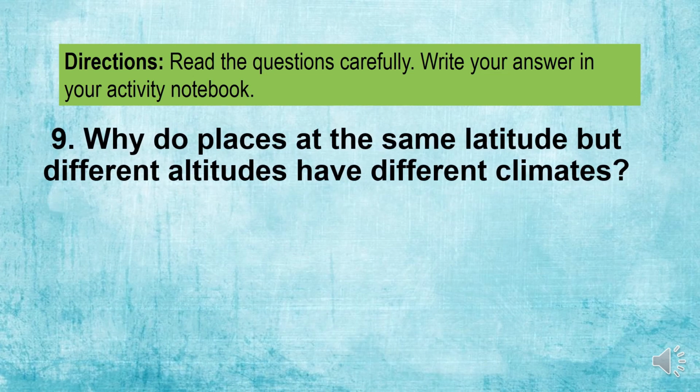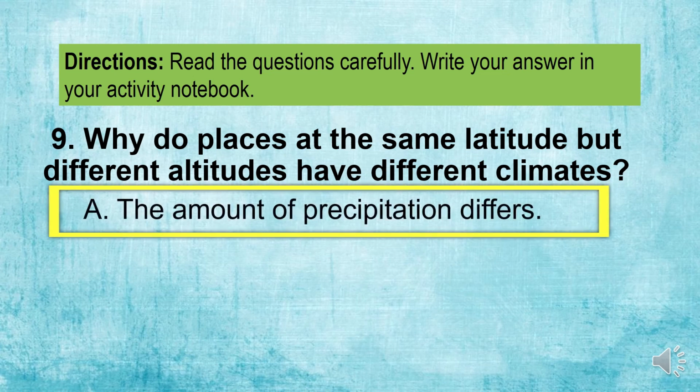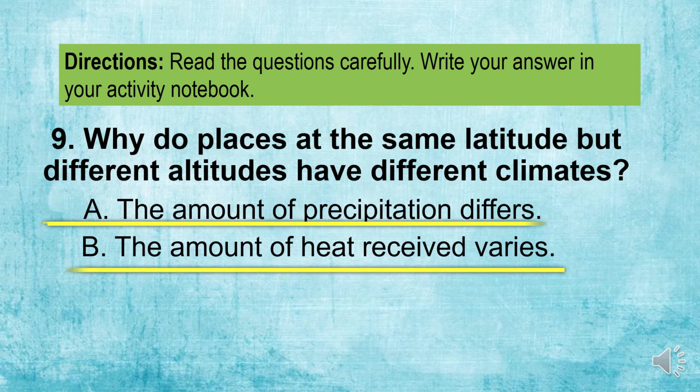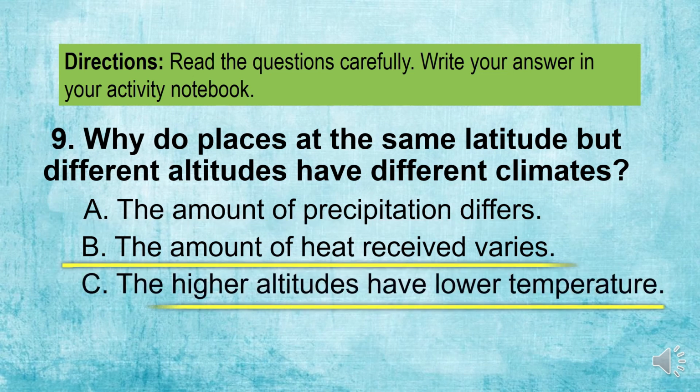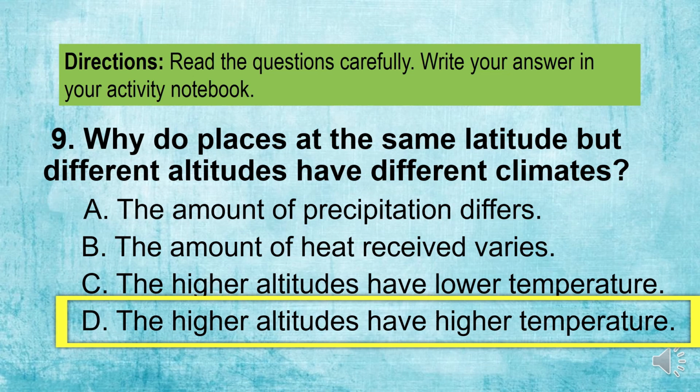9. Why do places at the same latitude but different altitudes have different climates? A. The amount of precipitation differs. B. The amount of heat received varies. C. The higher altitudes have lower temperature. D. The higher altitudes have higher temperature.